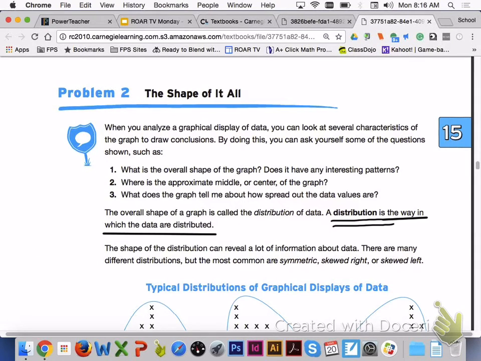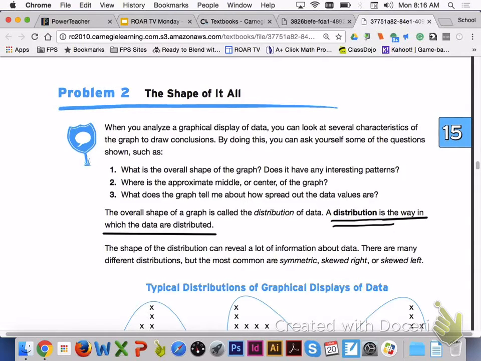Please turn to page 1023, problem 2, the shape of it all. When you analyze a graphical display of data, you can look at several characteristics of the graph to draw conclusions. By doing this, you can ask yourself some of the questions shown, such as, what is the overall shape of the graph? Does it have any interesting patterns? Where is the approximate middle or center of the graph? And what does the graph tell me about how spread out the data values are?